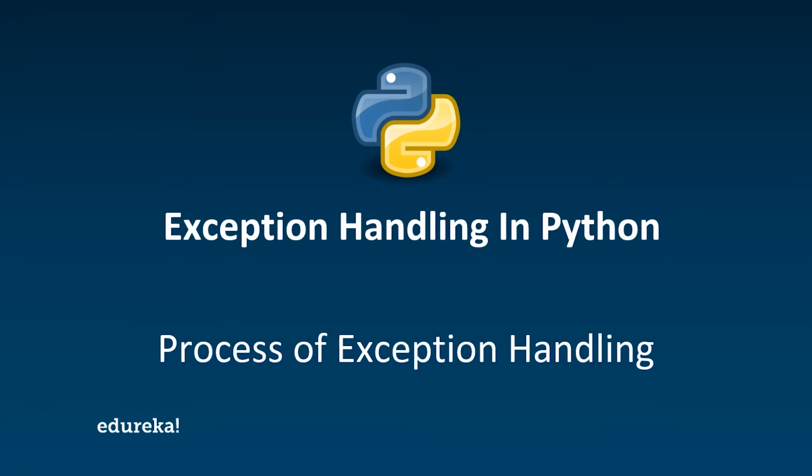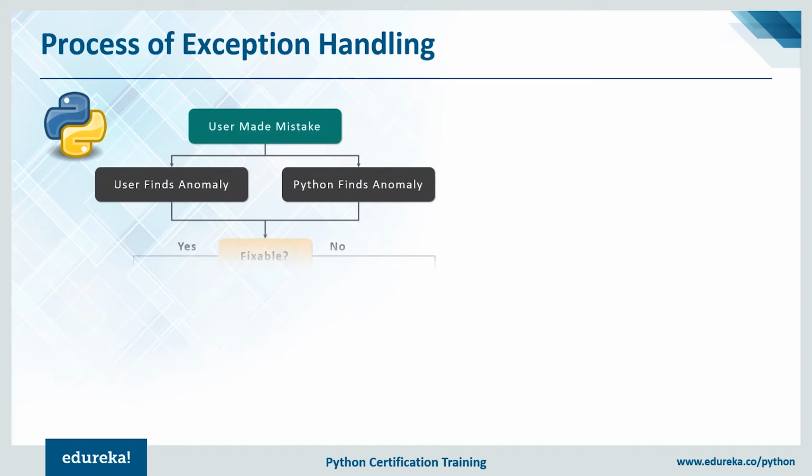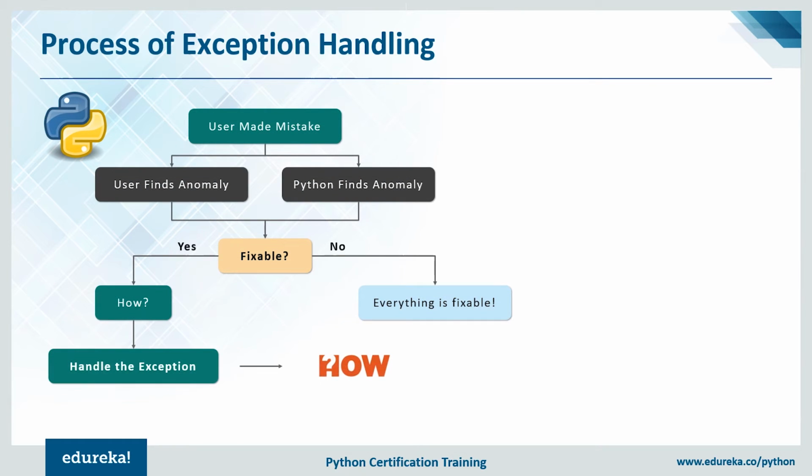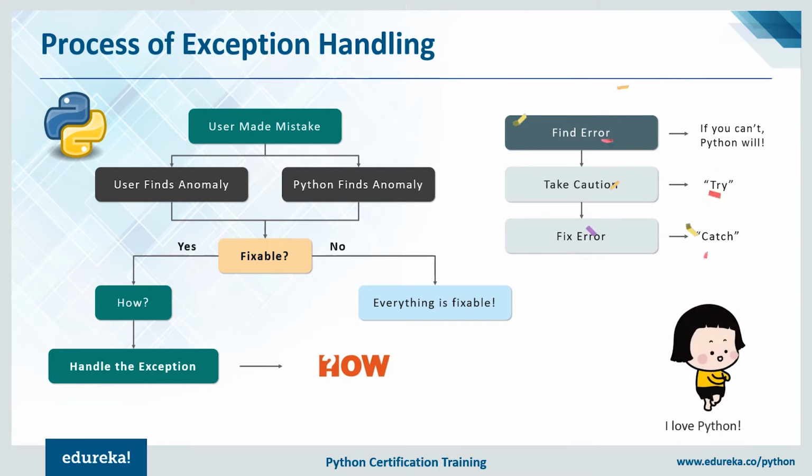And now that we know what exception handling is, we need to understand how the entire process of exception handling works. So let us check it out. First, let us walk through what happens in Python. So let us say the user makes an error. What happens next? Guys, when you think about it, it is either the user that finds out the error or Python will actually tell you what the error is, correct?